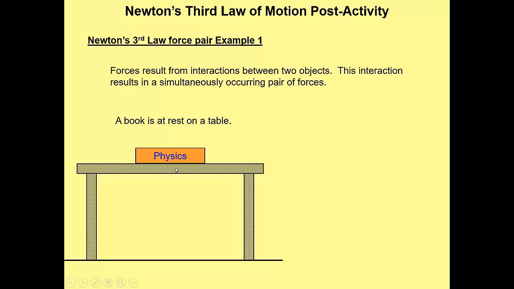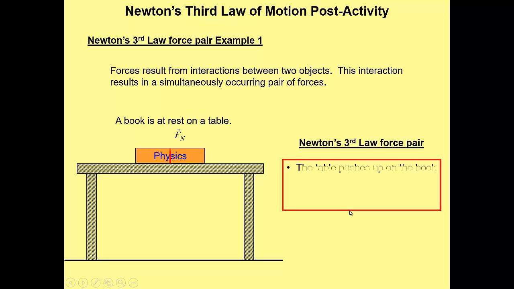So we know that the table supports the book. We could say that the table pushes up on the book. We've called that a normal force. But the book is also doing something, right? If the table pushes up on the book, what's the book doing? Yeah, it's pushing down on the table. With this force, it's another normal force, I suppose, if you want to call it that. And there is a relationship between the size and the direction of those two forces, which is what we were looking at in the lab, and we'll generalize here in a moment.